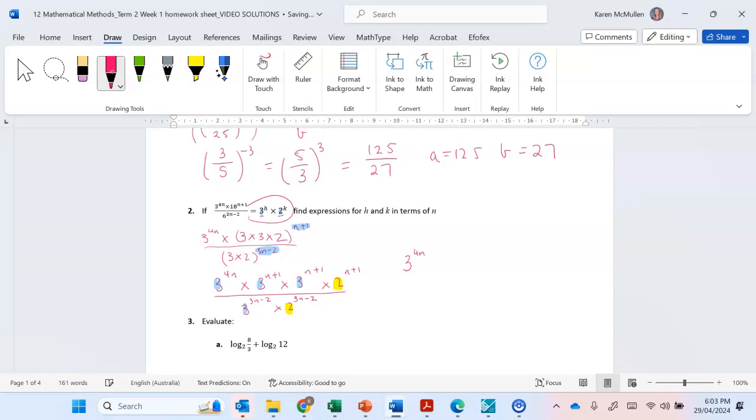So remember, when you're multiplying the same base, you add your powers. So we're going to have 4n plus n plus 1 plus n plus 1. And then we're dividing by a 3n minus 2, so I'm going to be subtracting that 3n minus 2. Now notice what I did then is I put it in brackets because you are subtracting that whole thing.